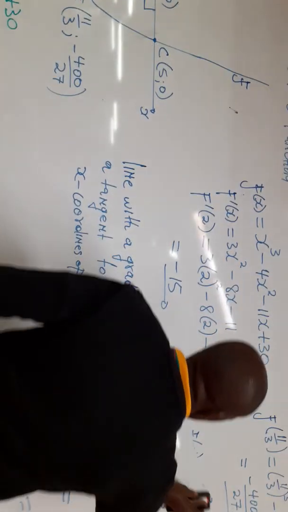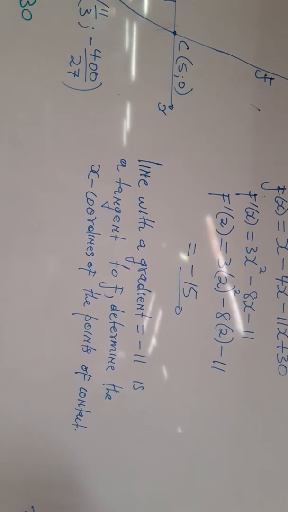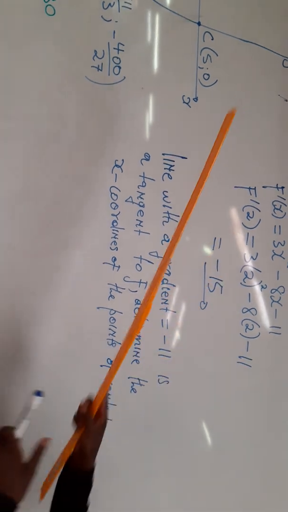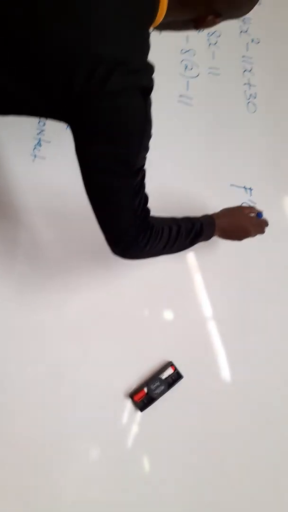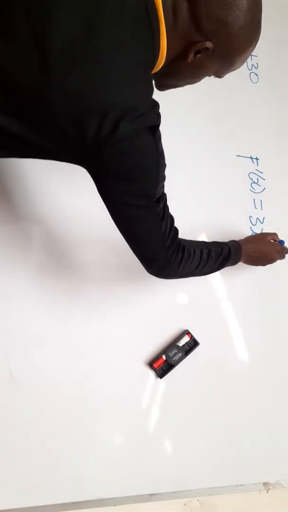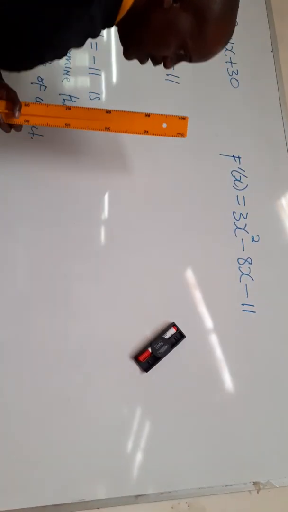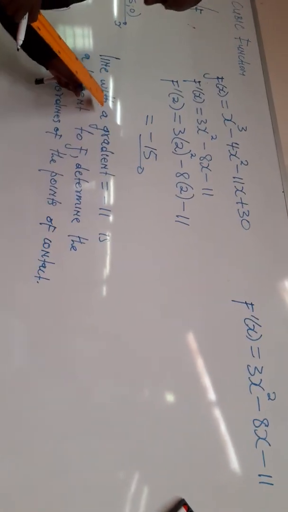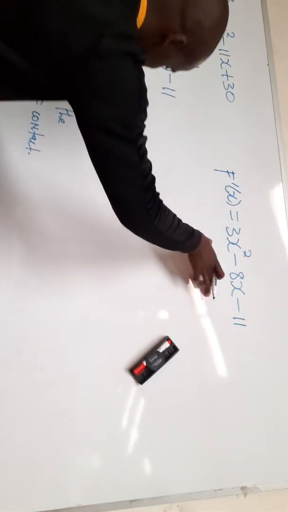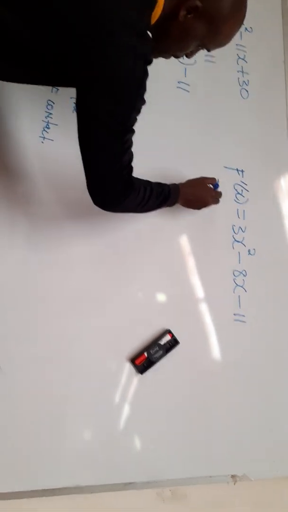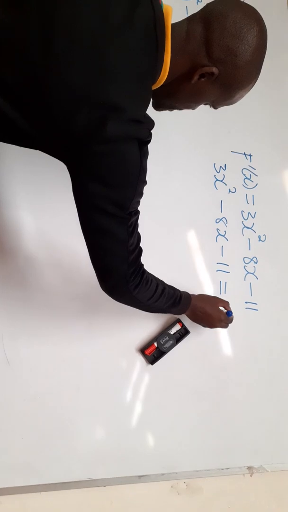Right, let's see. We've got the gradient of a tangent to this graph. Our gradient of a tangent to the function f is given by 3x squared minus 8x minus 11. And then you are being given that the gradient of this line to the function f is negative 11. Therefore, you equate this to negative 11: 3x squared minus 8x minus 11 is equal to negative 11.